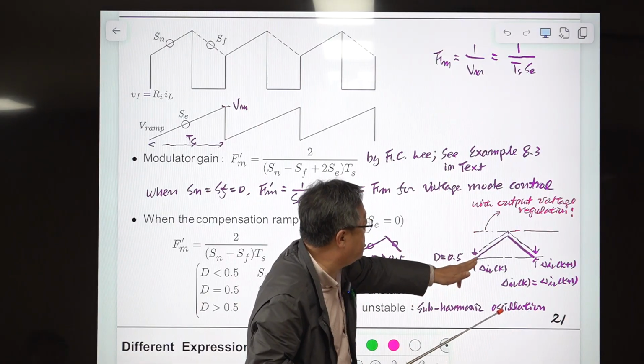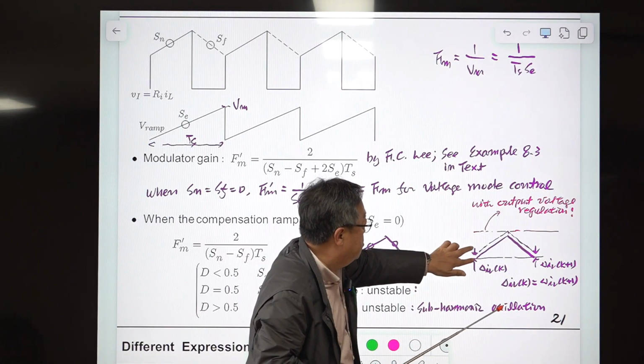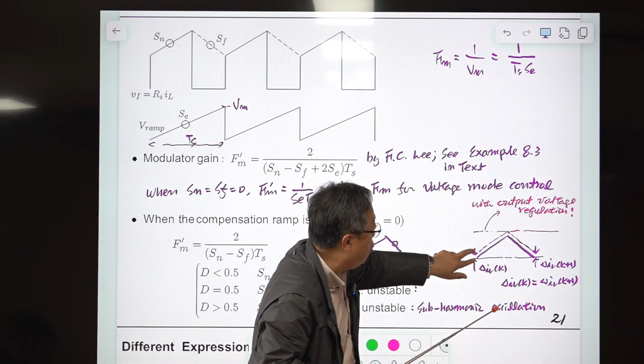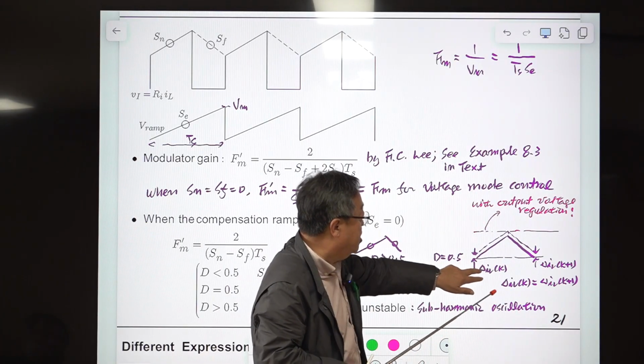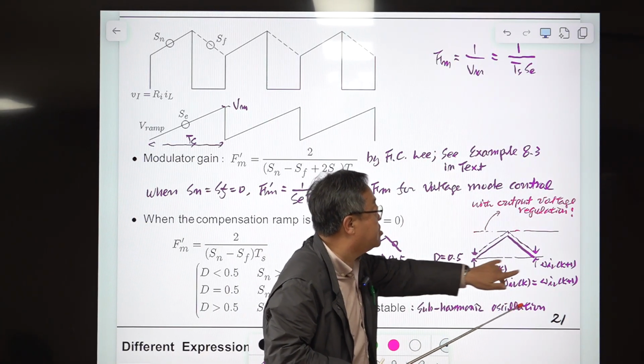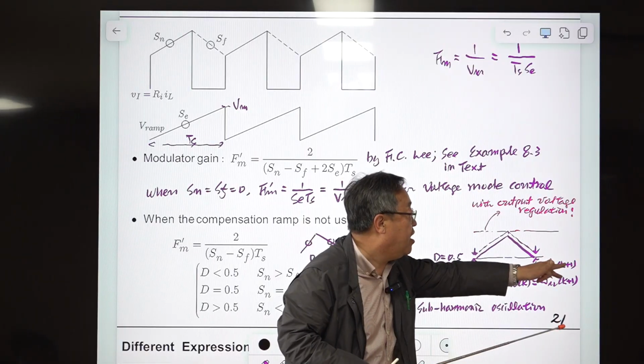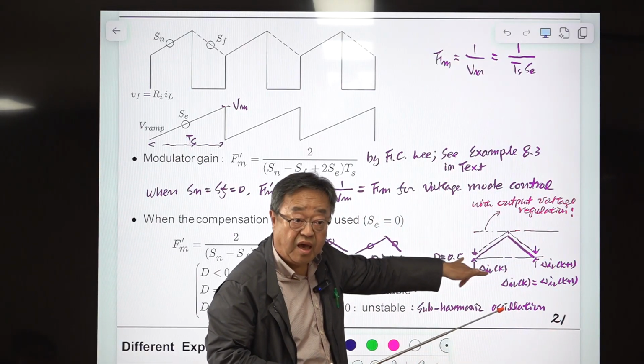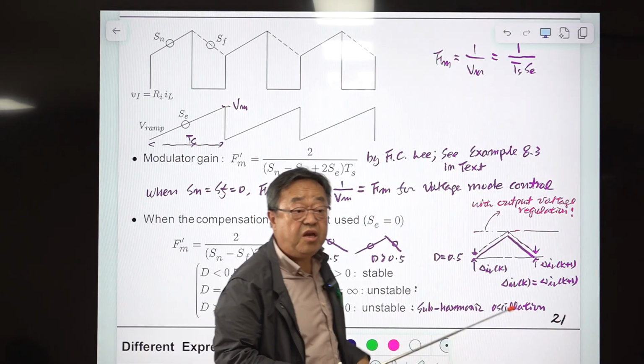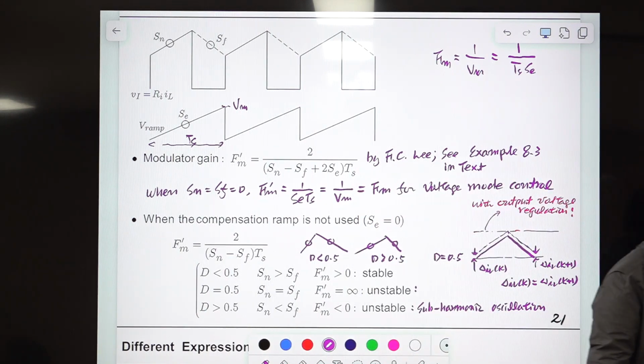The error is between the original inductor current minus this part of the inductor current, which is shown as delta IL k. It's the same as delta IL k plus 1. The error is not increasing or decreasing. It remains the same. That is the same as the oscillation: sinusoidal oscillation with constant amplitude.